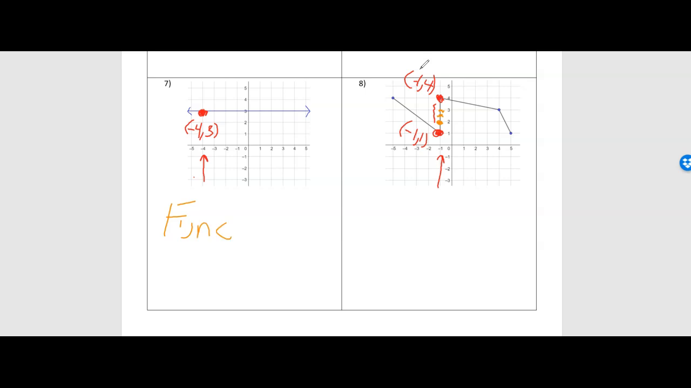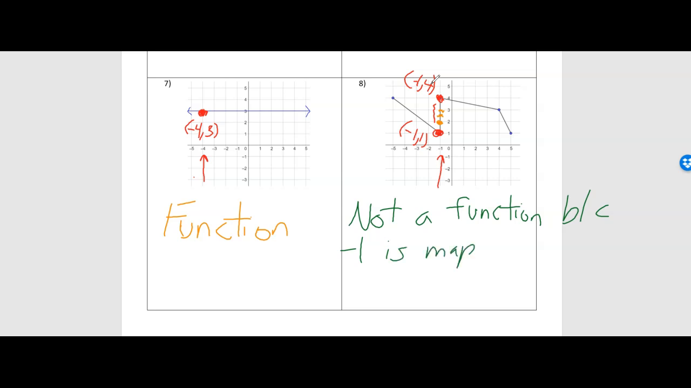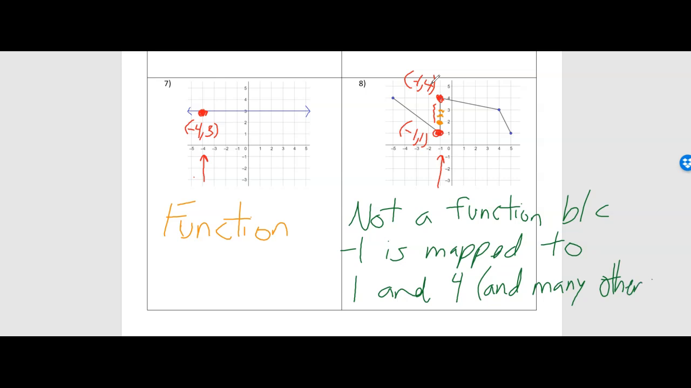I guess we should write function over here because we decided it was. But over here, not a function. Because -1 is mapped to 1 and positive 4. And we can also say and many others. We don't just want to think it's only those 2, because it includes all the other points on the line connecting those 2 points.